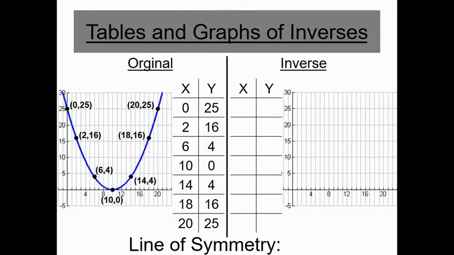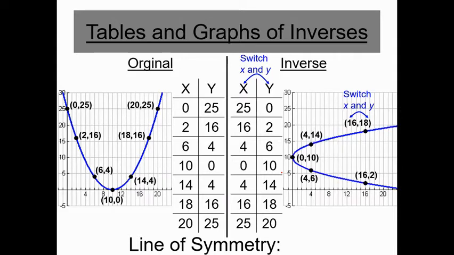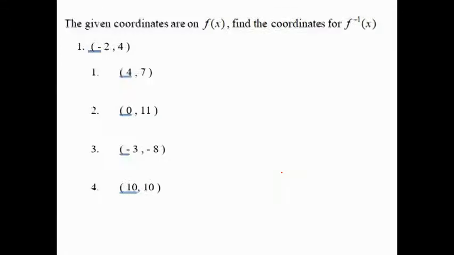We can take another look at inverse relationships with tables and graphs. Notice the original graph is a parabola and the table is next to it. For the inverse, I would just switch the x and y values and replot the points, and I would get a parabola that is on its side. Although transformed, the graphs are identical. Remember that for inverses, the line of symmetry is y equals x.